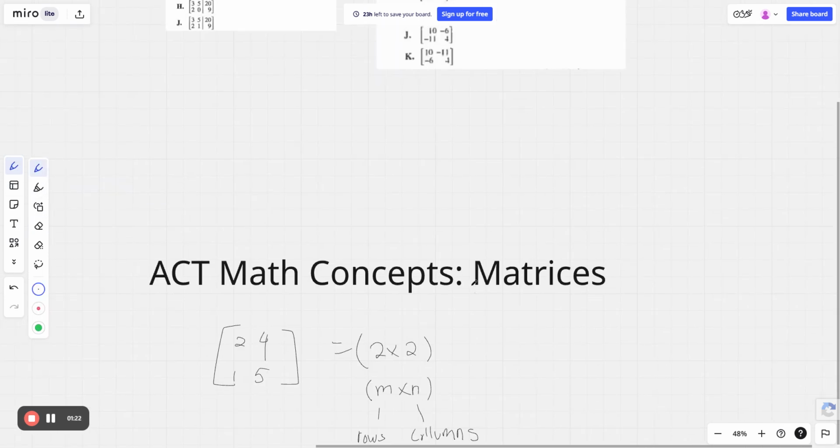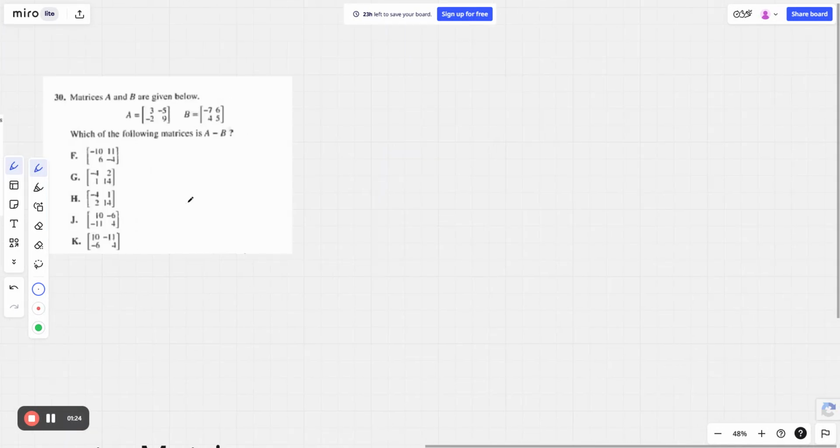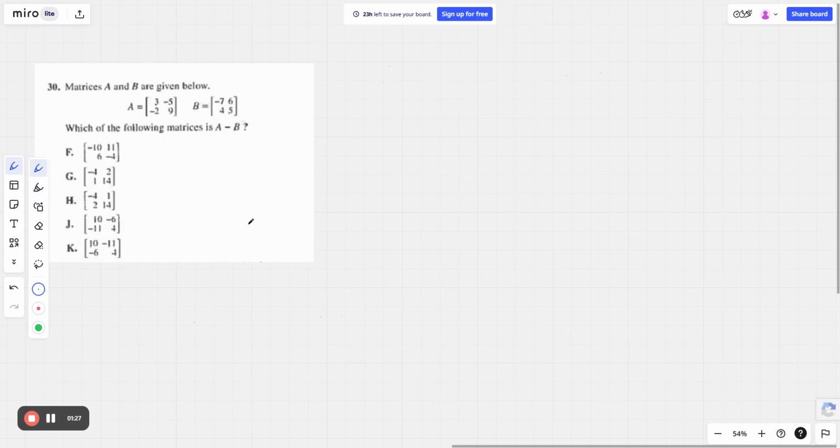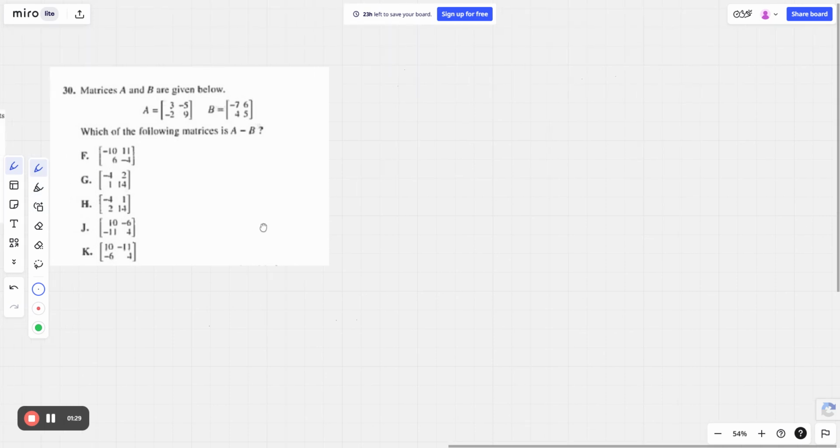First off, we are going to learn about the basics of matrices with addition and subtraction. Subtraction, in this case for number 30, and addition are essentially the exact same thing, just one is adding and one is subtracting. So in this question, number 30, what is a minus b? We're going to rewrite a as 3, -5, -2, 9. We're going to subtract that from b, which is -7, 6, 4, and 5.